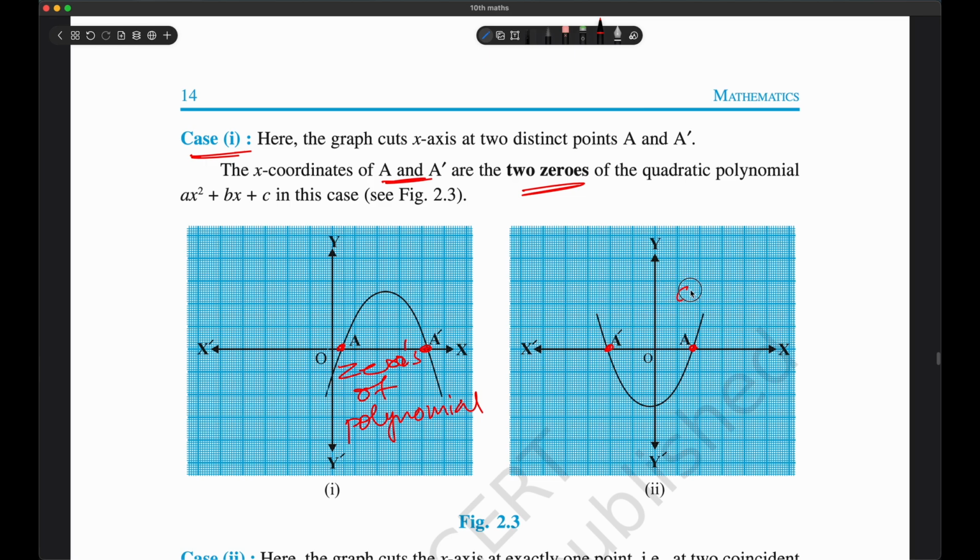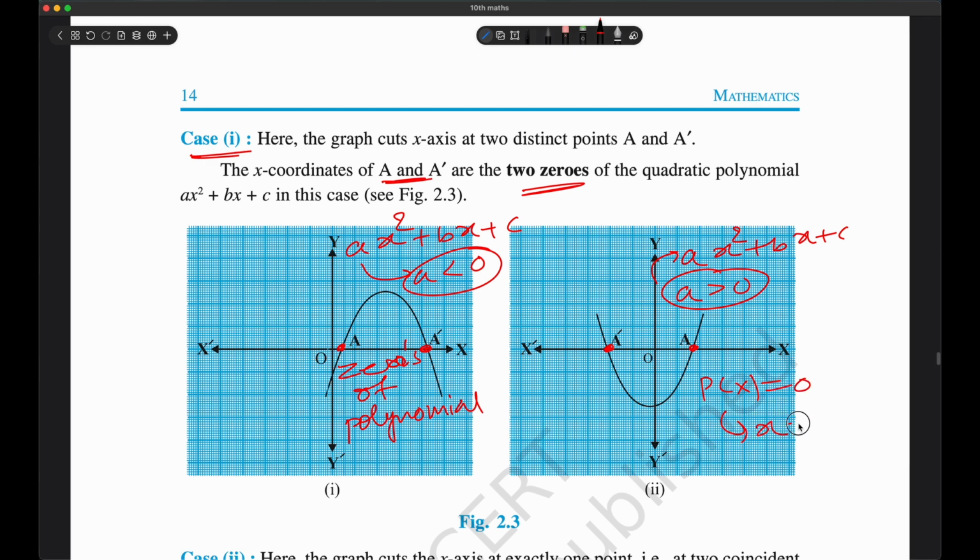The curve either opens downwards or opens upwards. It opens upwards where a is greater than 0 in ax square plus bx plus c, and it opens downwards where a is less than 0. And these two, A and A dash, are the zeros of the polynomial P of x equals ax square plus bx plus c.